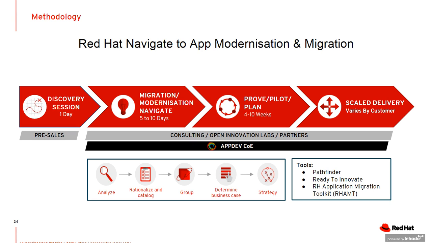We run these steps with our professional services and partners. We also strongly recommend our Open Innovation Labs. Last but not least, we use several tools, such as the Red Hat Application Migration Toolkit. You can download it for free from our website to support our customers during the transformation journey.